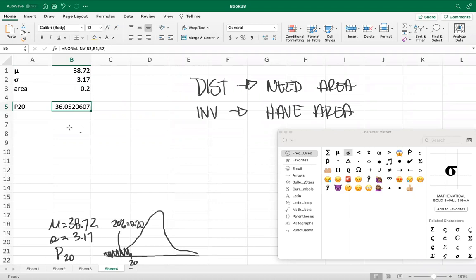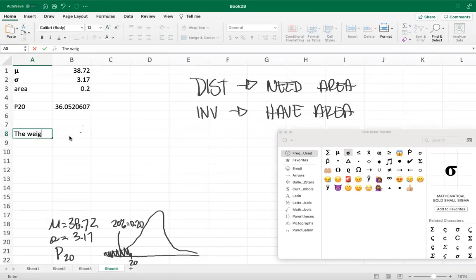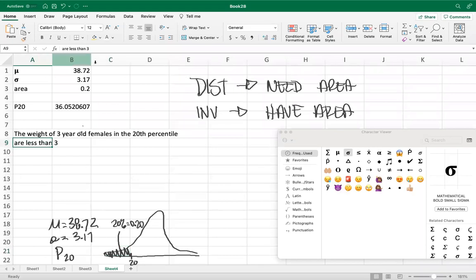So how can we say it? So the interpretation is the weight of 3-year-old females in the 20th percentile are less than, because we're looking at the area to the left, less than 36.052 inches.